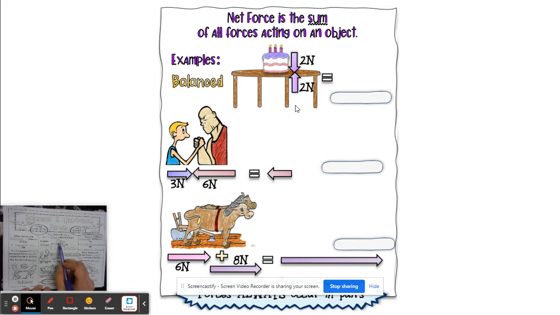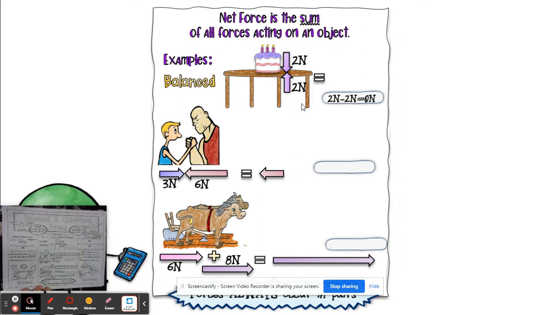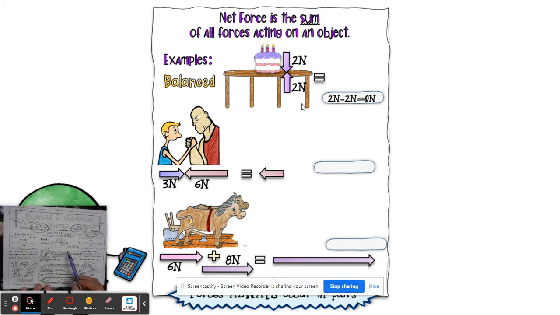You have a cake sitting on top of a table. Would you say this is balanced or unbalanced? Balanced, right? The cake is sitting on the table at 2 newtons. The force coming up, holding it in place, is also 2 newtons. That's why they're balanced. They're equal. The way you write it is 2 newtons minus 2 newtons equals 0 newtons. Okay?